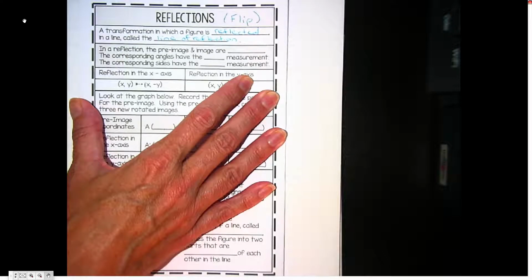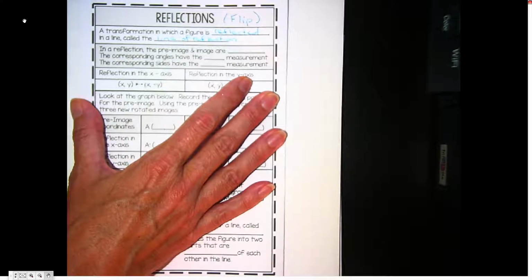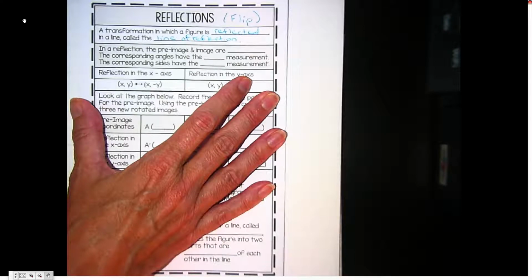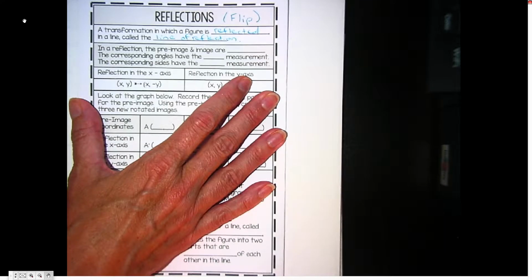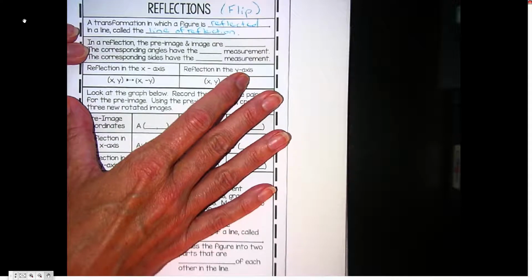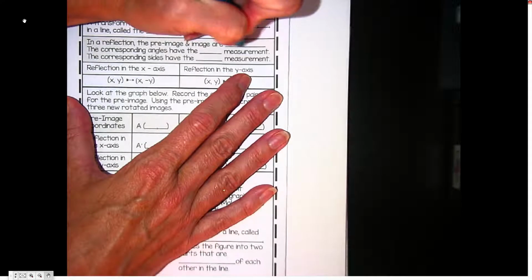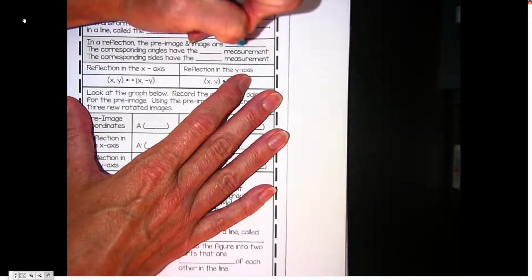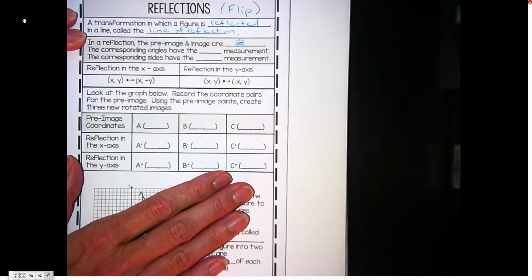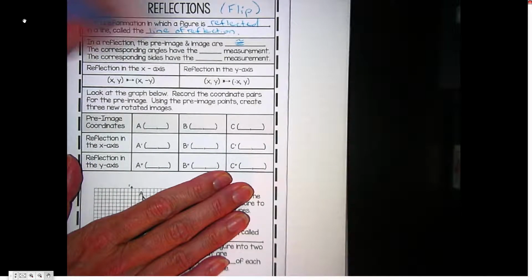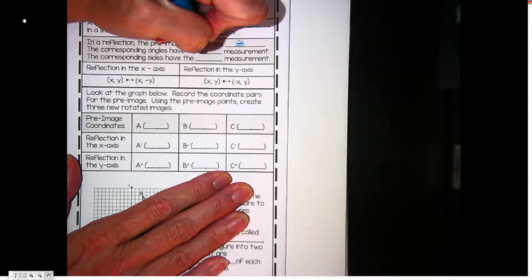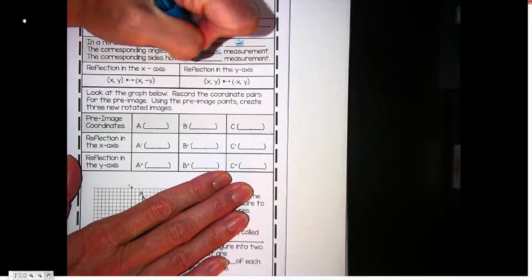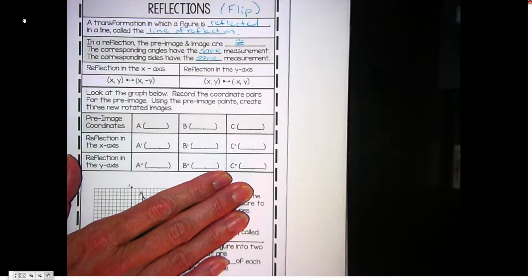Okay, so let's see if we can see that a little bit clearer. All right, in a reflection, the pre-image and the image are congruent. And I'm going to just use the symbol here because we should know what that congruent symbol looks like by now. Save us a little time. The corresponding angles have the same measurement. And the corresponding sides have the same measurement. So we're not changing the pre-image at all. It's going to be the exact same.